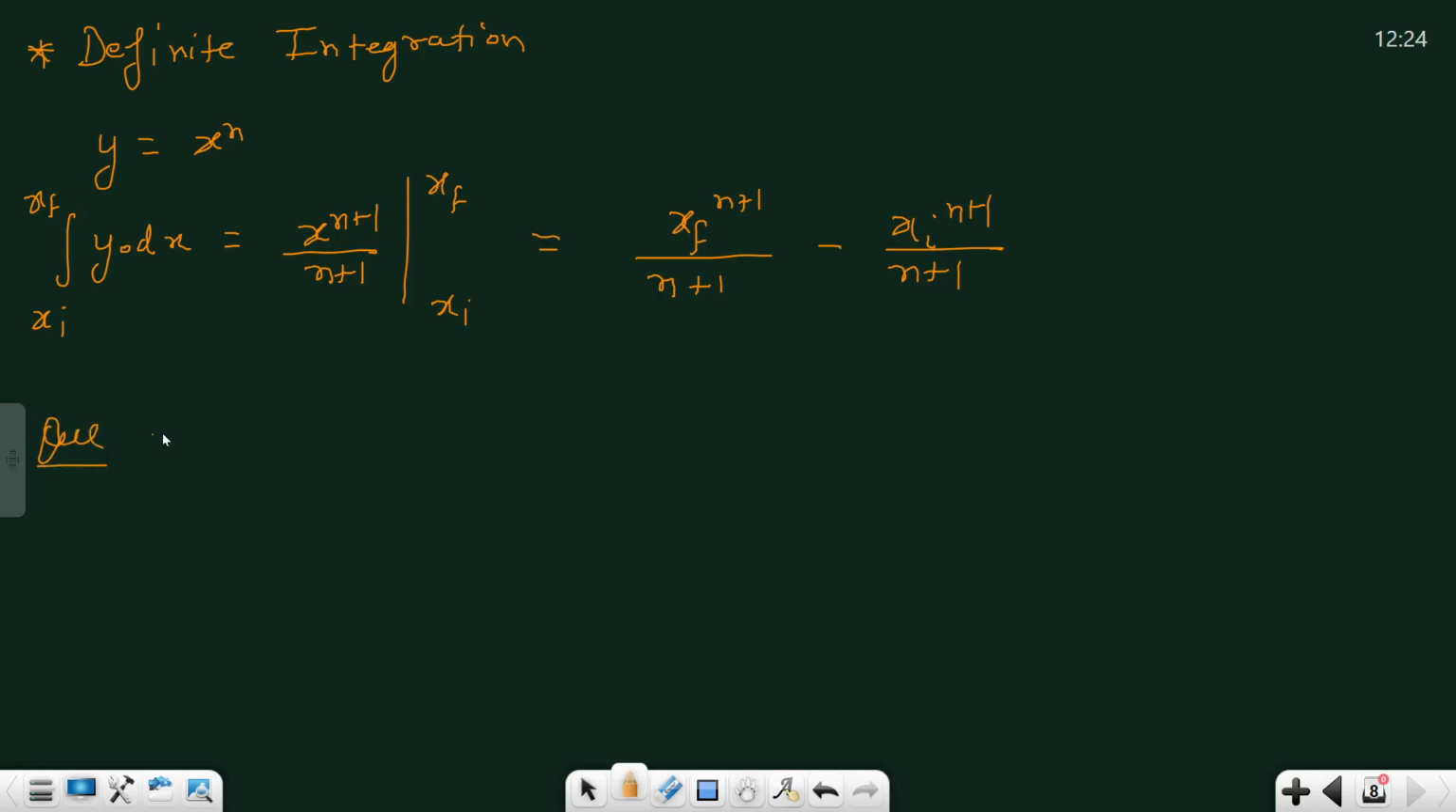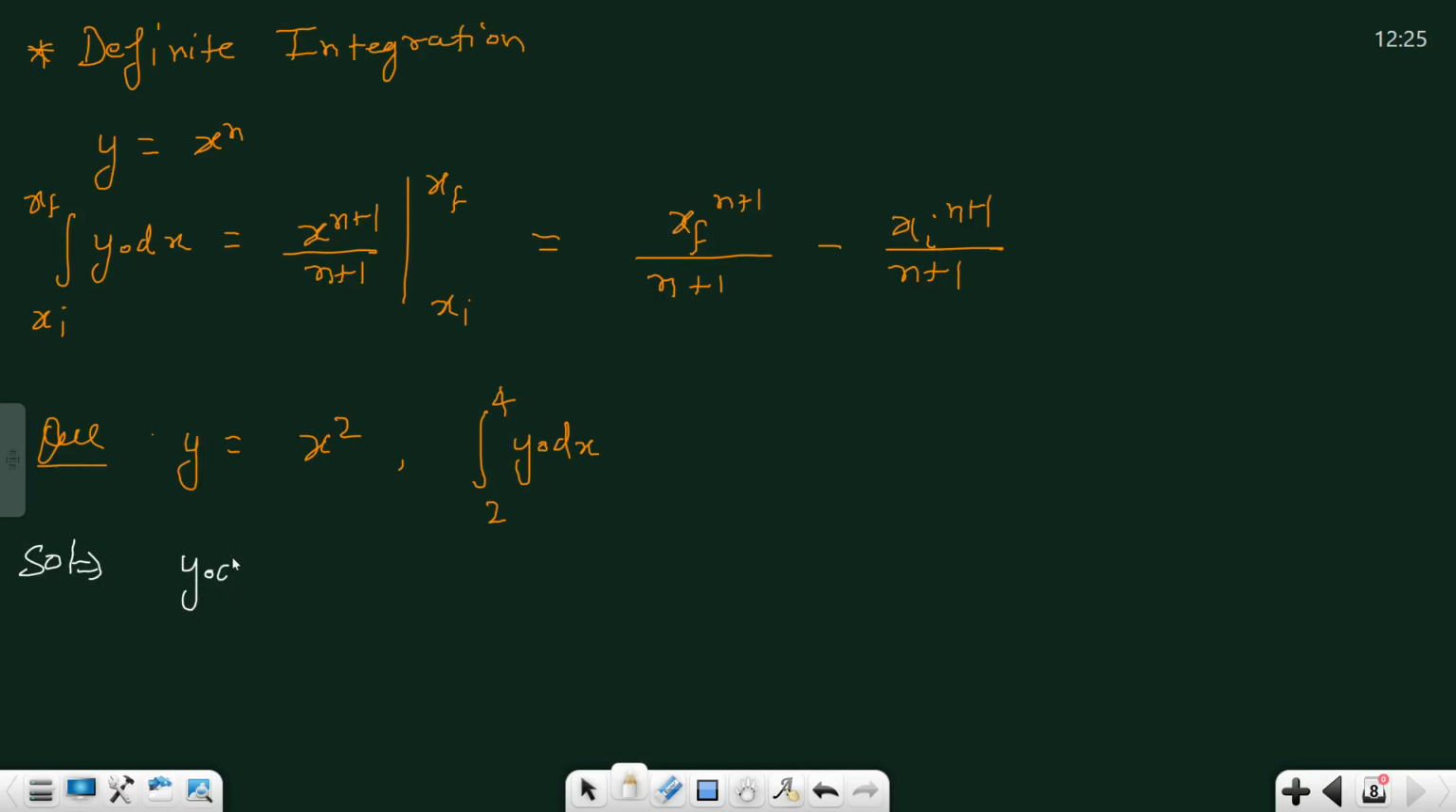क्वेश्चन से लेंगे. Suppose y is equals to 2x. Y is equals to x square is there, and limit is known. You have to find the integral of y dx. Limit is from 2 to 4. So what will be the solution? Just go with this step by step.